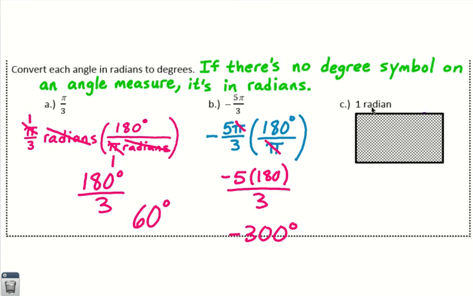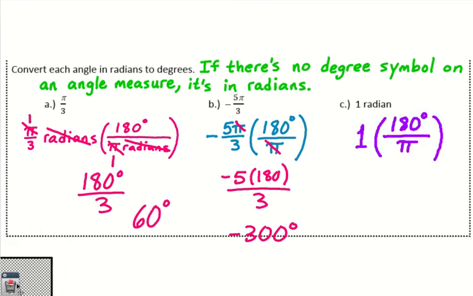Case in point, 1 radian. So let's multiply by 180 over pi. The radian units will still cancel, but this pi won't cancel with anything. So what we basically get is 180 over pi. Okay? And that's it, and that's in degrees.